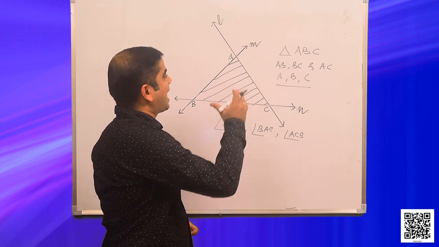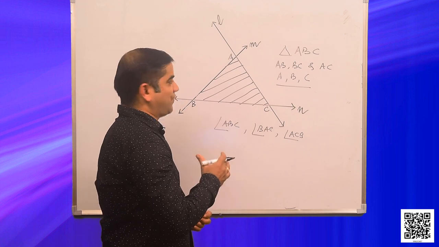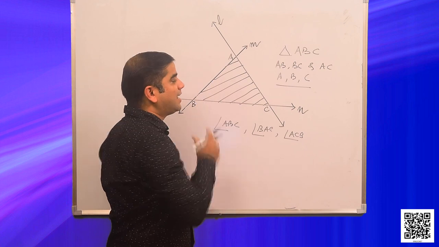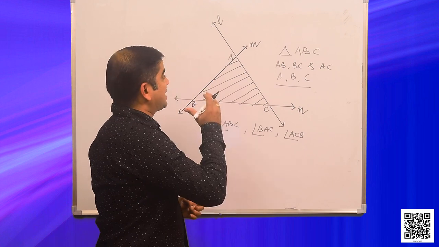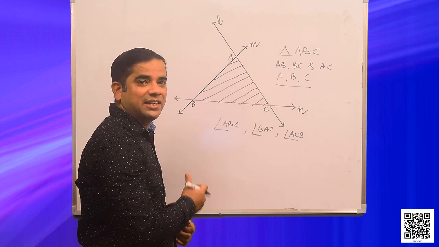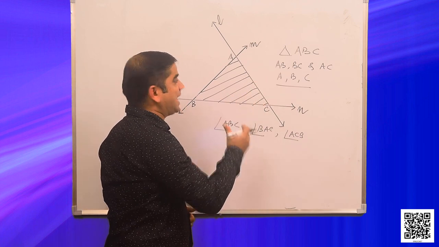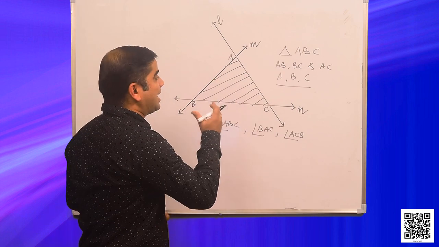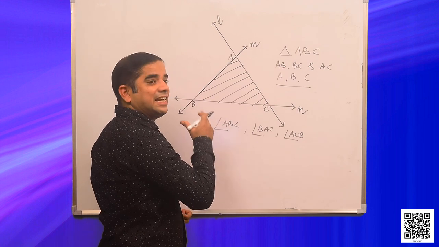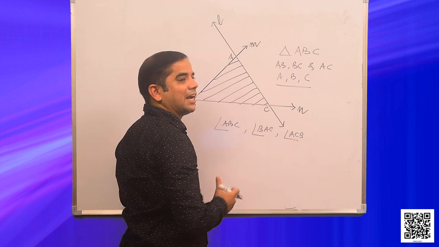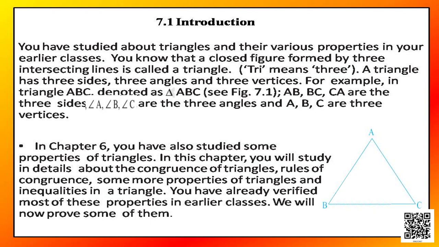What are those? A triangle is an enclosed surface that is created by the intersection of three different lines. Thereby, the triangle has three different sides, AB, BC and AC, as you can clearly see here. It has three vertices, A, B, C, which are nothing but the points of intersection, and at each vertex the triangle is creating angles, angle ABC, angle BAC and angle ACB. So these are the basic concepts of a triangle.